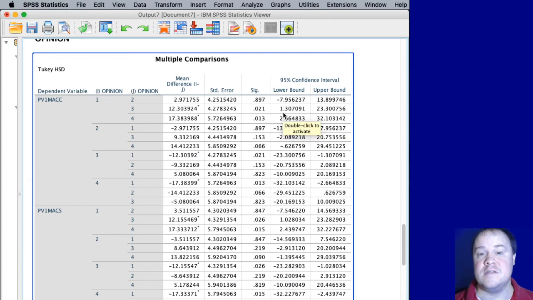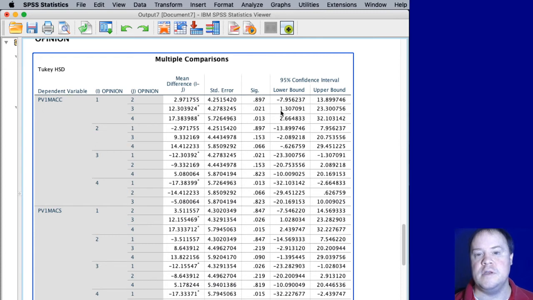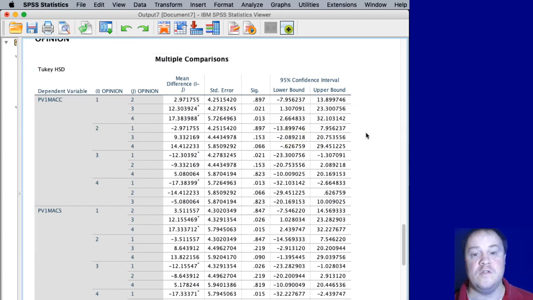So that difference, even though here it says 17 points difference, the confidence interval indicates that in the population it could be anywhere from 1.3 points to 23 points. And between those who had it every lesson versus never could be anywhere from 2.6 points to 32 points. So that's a very big range. It could be negligible. It could be more substantial.